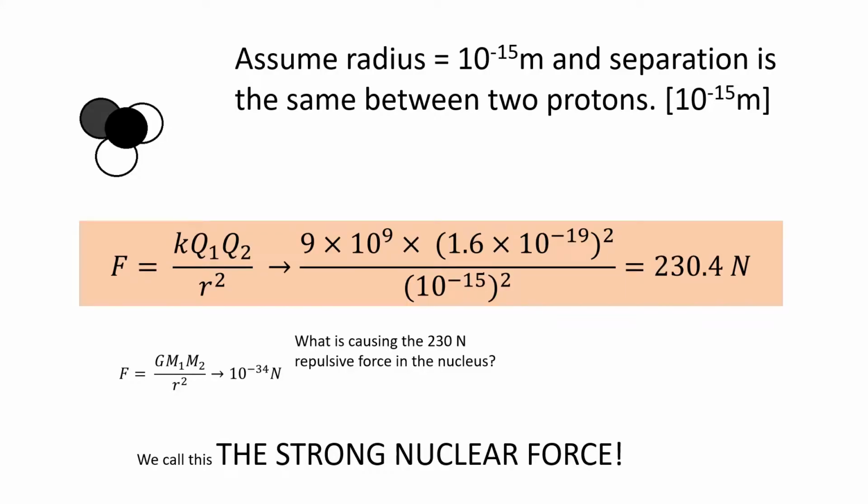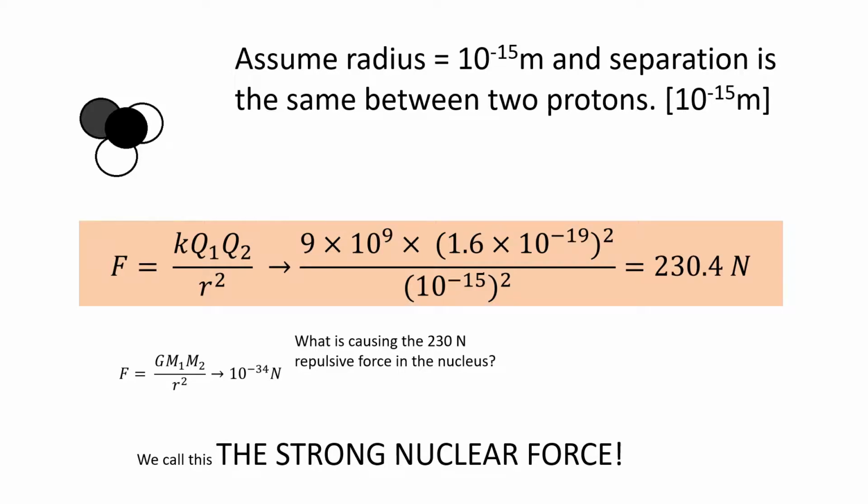Let's work out the Coulomb attraction or repulsion between two protons in the nucleus. So let's assume that the radius is about 10 to the minus 15. The separation between the two protons is also 10 to the minus 15. So we put that into Coulomb's law.